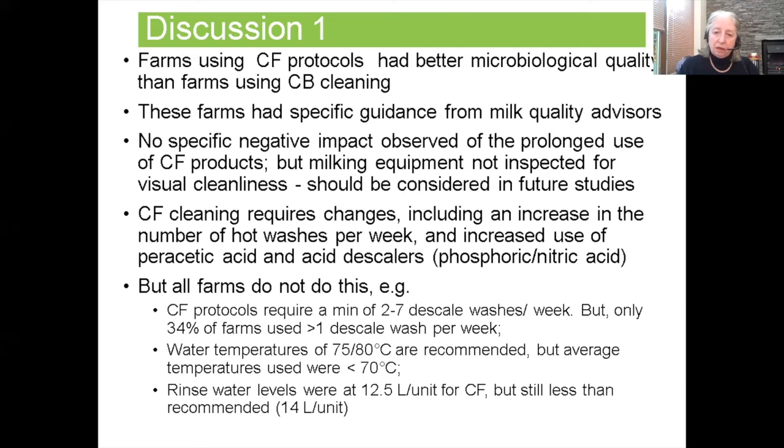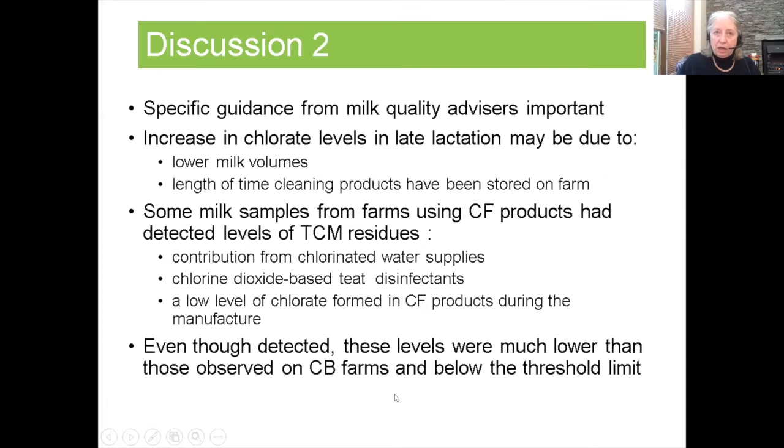Chlorine-free cleaning requires a lot of changes on farms, including an increase in the number of hot washes per week and increased use of peracetic acid and descalers. But not all farms do this. In the questionnaire that we did, we found that with chlorine-free protocols, only 34% of farms used more than 1 descale wash per week, for example, when in fact there should be between 2 and 7. Water temperatures used were less than 70 degrees when they should be about 75 or 80, and rinse levels were 12.5 instead of 14 litres per unit. So if all of those things were done, the results would probably be better again.